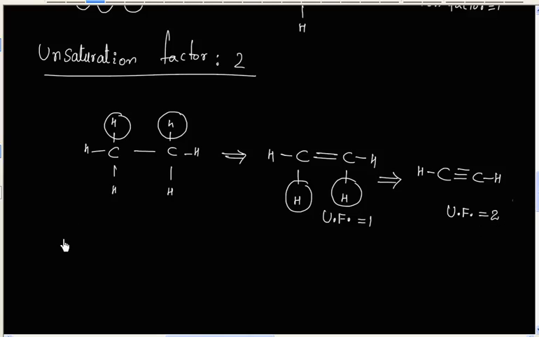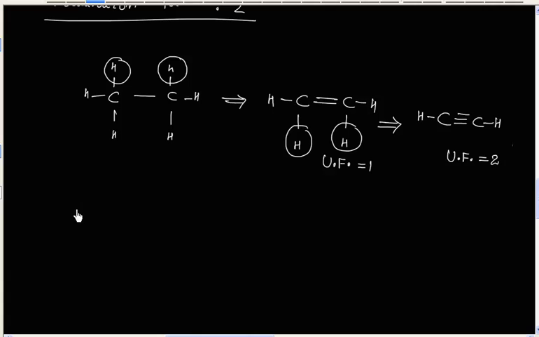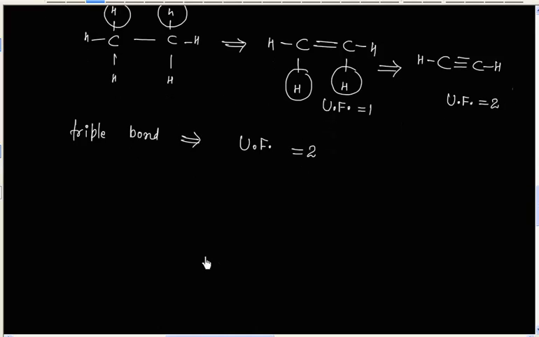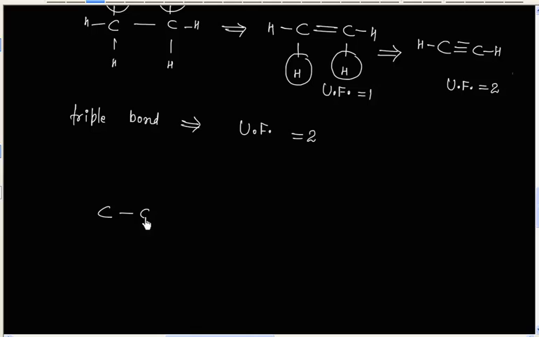This means unsaturation factor 2 can have a triple bond. So if I have a triple bond, it has unsaturation factor of 2. We can have another possibility. So we can have one triple bond, unsaturation factor 2.